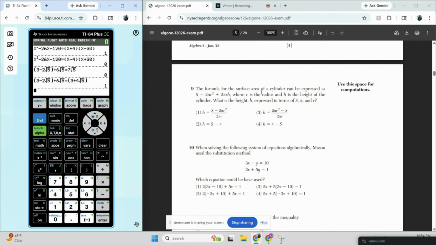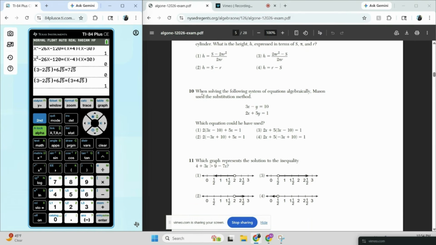Question 9, a literal equation, cannot be done on the 84. You could only do that on the n-spire. When solving the following systems, he did substitution, cannot do on the calculator. First 10 questions, first 5 on the calculator.